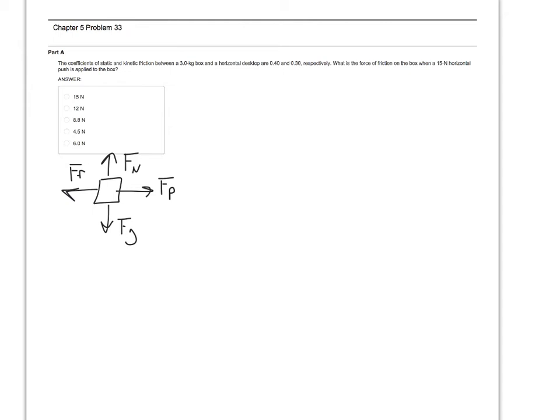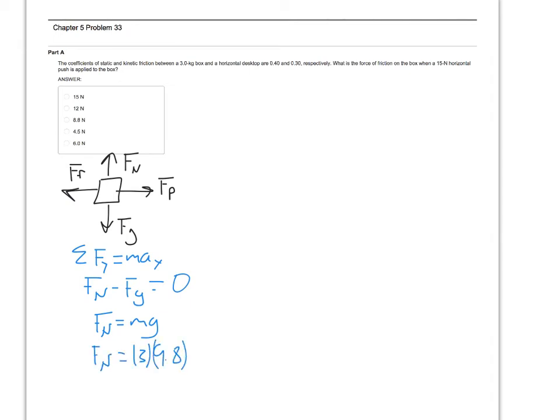In the y direction, sum of the forces in the y equals m times ay. I have Fn minus Fg, and we're not accelerating vertically here, so that's equal to 0. So my normal force is simply equal to mg. If I plug in my mass, that's going to be 3 times 9.8, or 29.4 newtons.